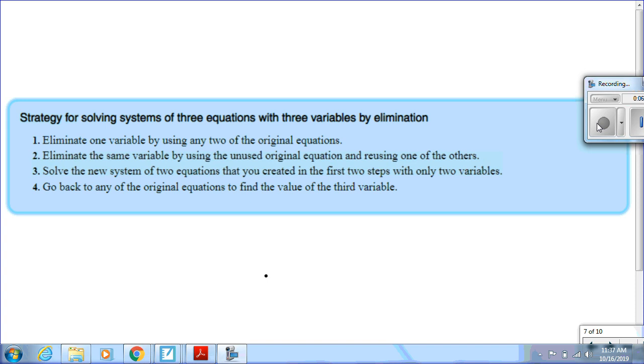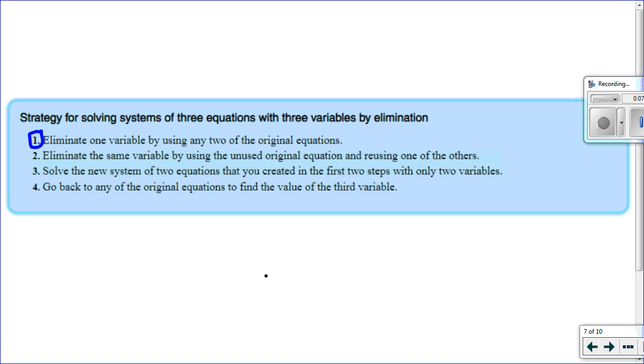So you can jot these down in your notes. These are just your 4 steps that we just went through. First, we eliminated a variable by using any 2 of the original equations. Any 2. Doesn't matter which one you pick, pick the 2 that are the easiest for elimination. Number 2, you're going to eliminate the same variable by using the unused original equation and reusing one of the others. So in other words, you're going to take a different combination of equations. You're going to eliminate again in order to get 2 equations with x and y.